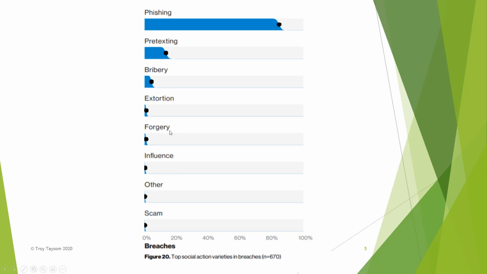Forgery, obviously, that generally refers to signing a name that is not your own and representing that document as legitimate. Influence, again, in order to have influence, you need some sort of power or perceived power over the person you're attempting to influence.